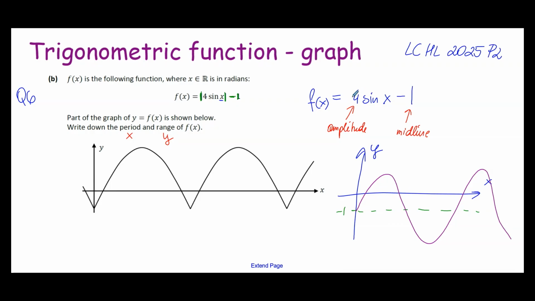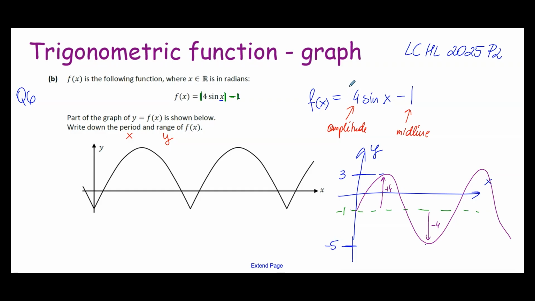And then the amplitude means that from -1, it goes up here by 4, and then it goes down here by 4. So the value of y here, from -1 plus 4, will be 3. And then again here at the bottom, it would have been -1 minus 4, which is -5.